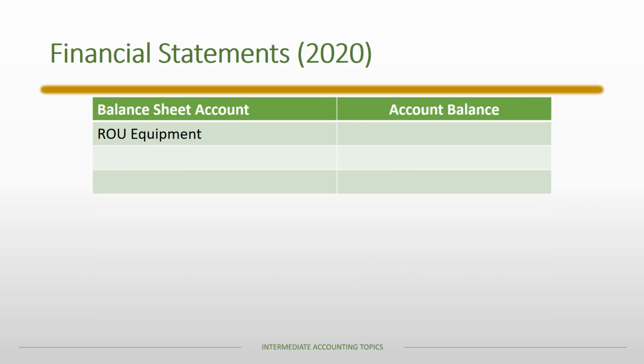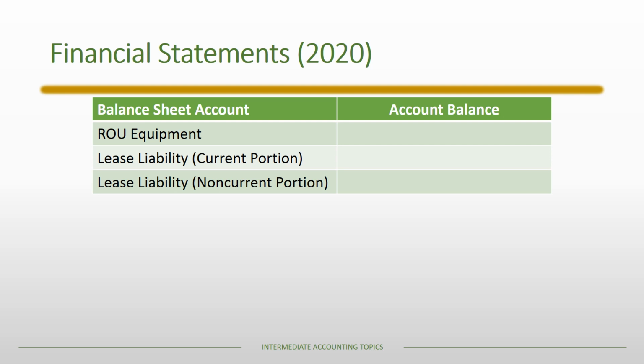As an extra step in this problem, we're going to walk through the financial statements that we would report in 2020. There are three balance sheet items that we need to think about. First is the balance for the right of use asset, and then we're going to have a current portion of the lease liability and a non-current portion of the lease liability. So those three items would be reported on the balance sheet.